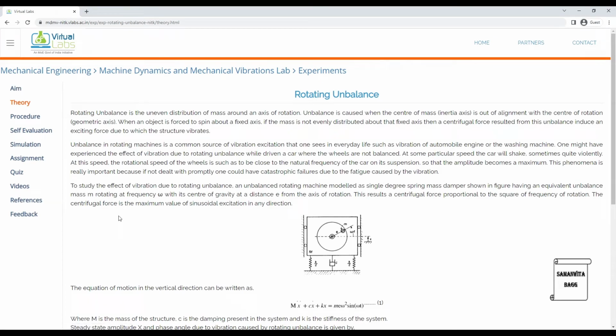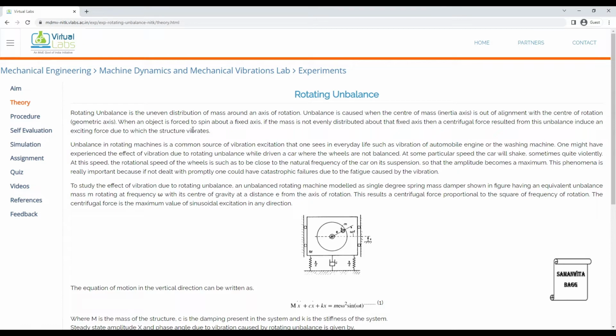Let's see the theory of rotating unbalance. Rotating unbalance is the uneven distribution of mass around an axis of rotation. Unbalance is caused when the center of mass, inertia axis, is out of alignment with the center of rotation, geometric axis. As you can see here in the figure, this mass m should be aligned with the center of the rotation of the body, but actually it is off-centric, it is in some other plane, and that's where it is rotating.